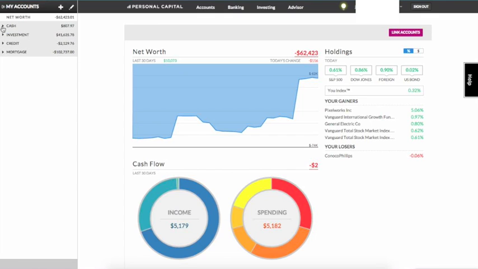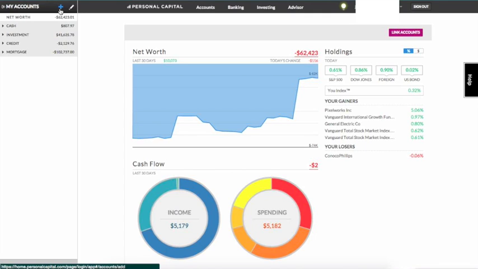So the first thing that I wanted to show you is how to link an account. I have all of my accounts in here now except for retirement plans through my former employer and my wife's current employer because Personal Capital doesn't support those yet. And I have all my other accounts in here.